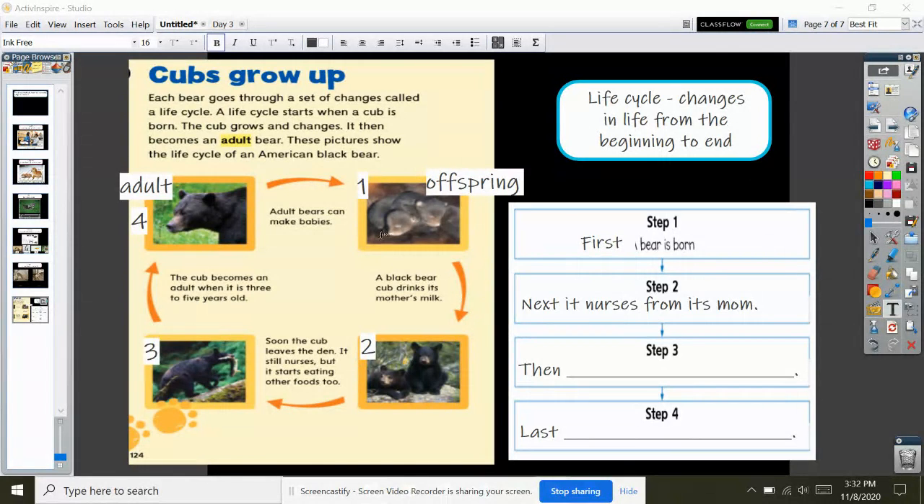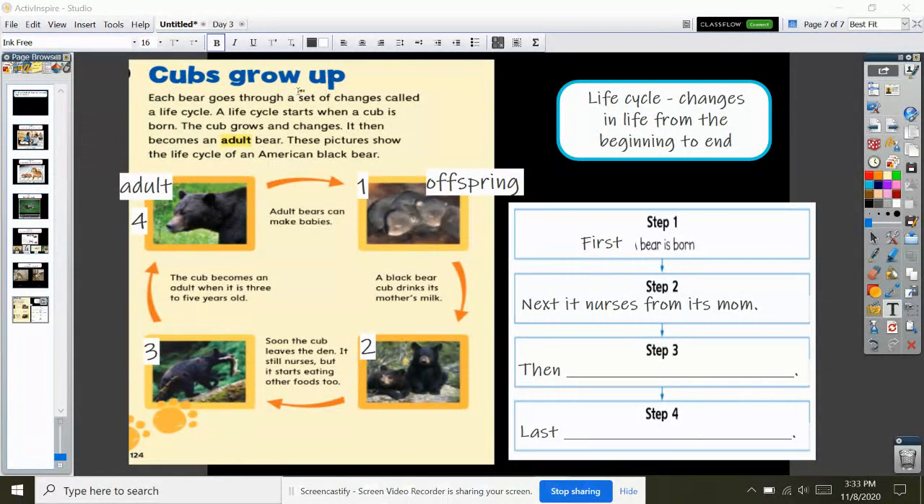When we reread, I want you to think of details you learn about the changes in the life cycle of the bear. You're going to use Flipgrid to tell me about the changes the bear goes through until it becomes an adult. Let's start rereading.